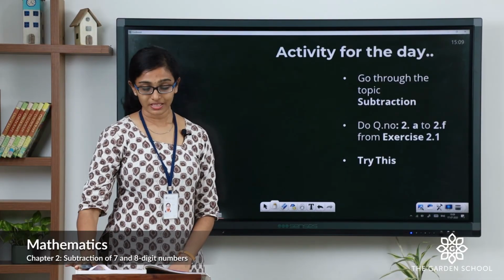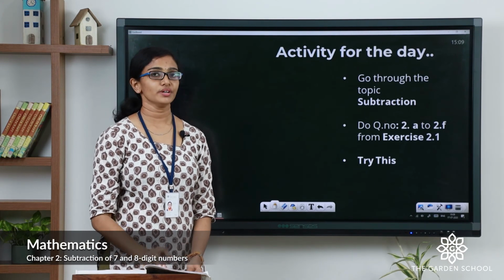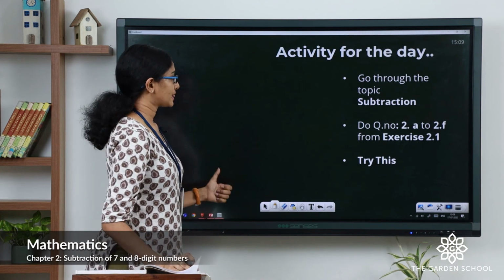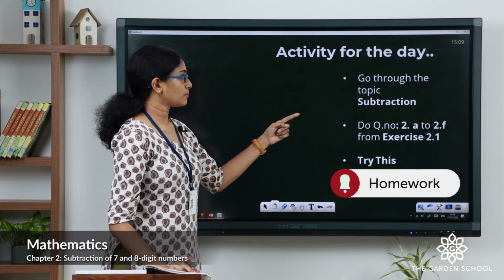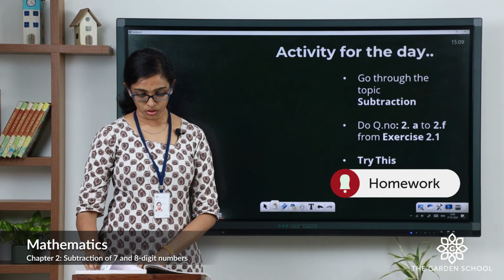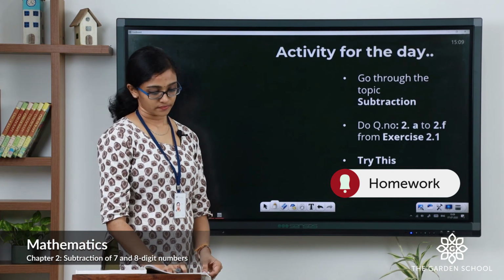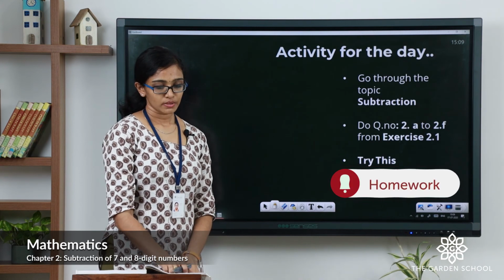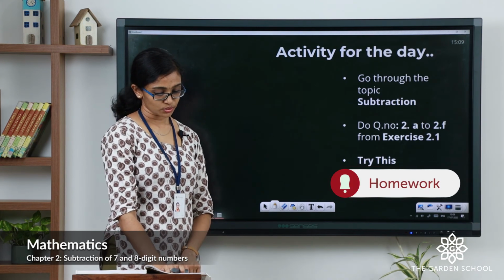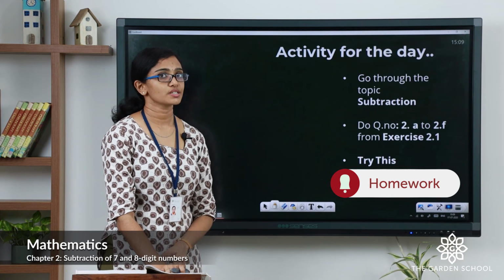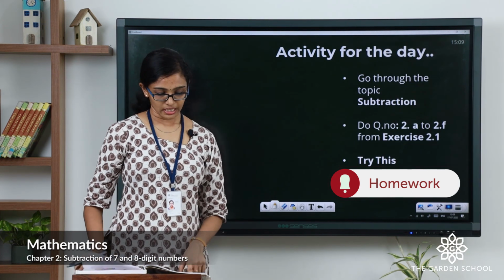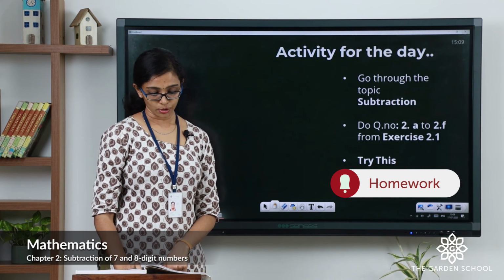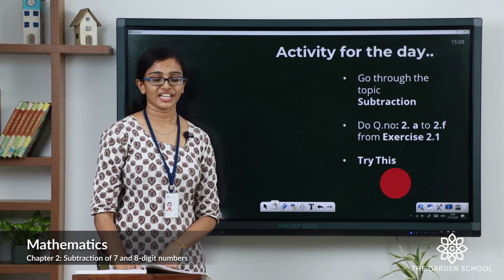We were talking about subtracting 7 and 8 digit numbers, and you have to go to the topic on page number 19 of your textbook. Then you have to do question number 2A to 2F on page number 22. That is exercise 2.1. On page number 22, you have 6 questions there. Please go through that and note down the answers in your notebook. And also on page number 20, you have this heading, Try This. You can do the sum and the difference in the textbook itself.